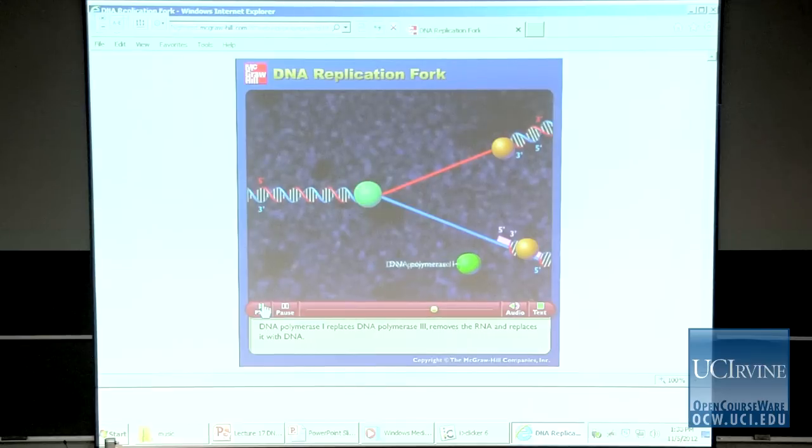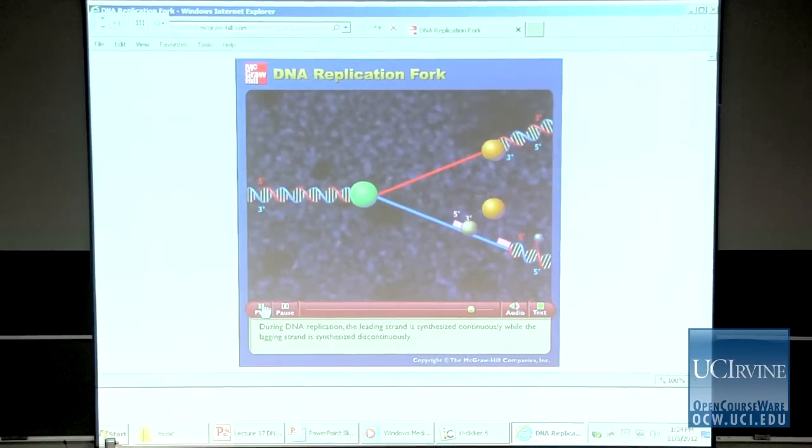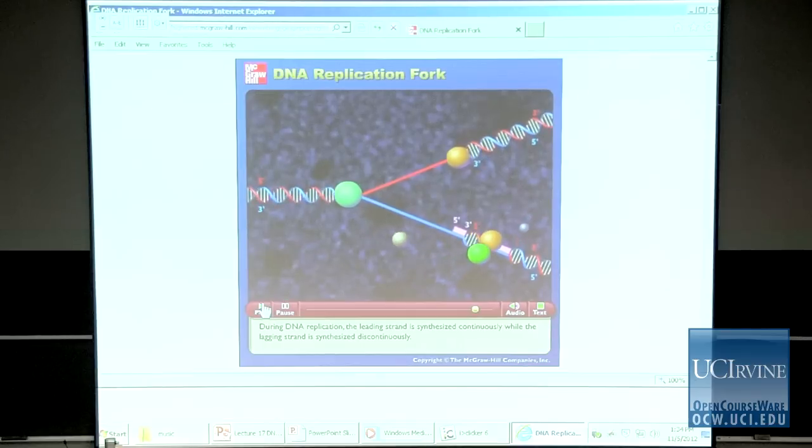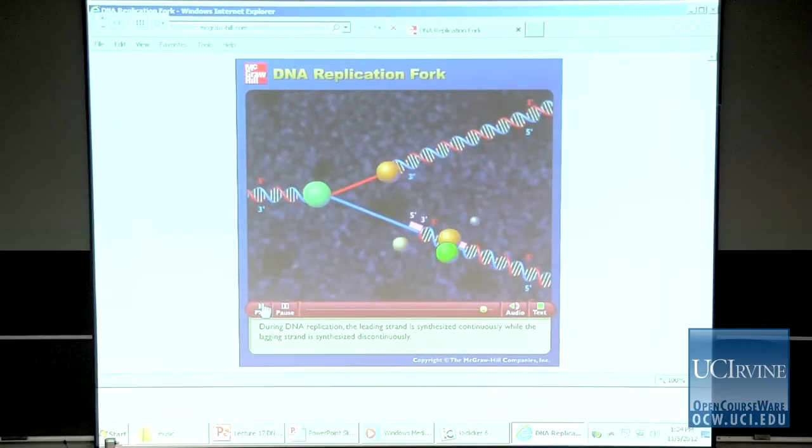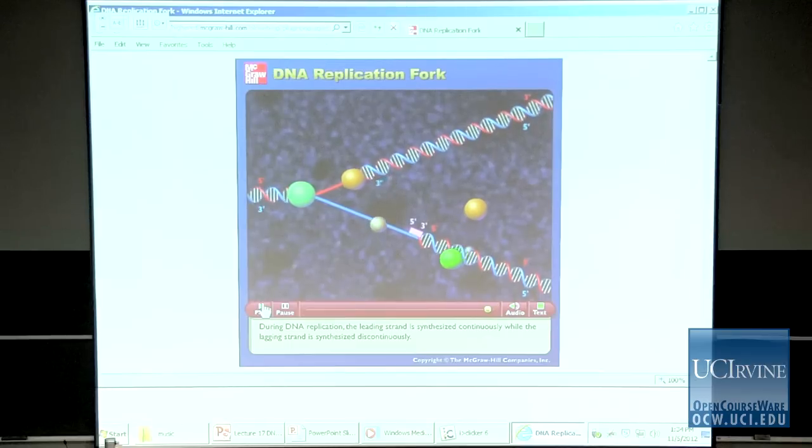DNA polymerase 1 replaces DNA polymerase 3, removes the RNA, and replaces it with DNA. Finally, the enzyme DNA ligase forms a phosphodiester bond between the 3' OH of the growing strand and the 5' phosphate in front of it. During DNA replication, the leading strand is synthesized continuously, while the lagging strand is synthesized discontinuously.